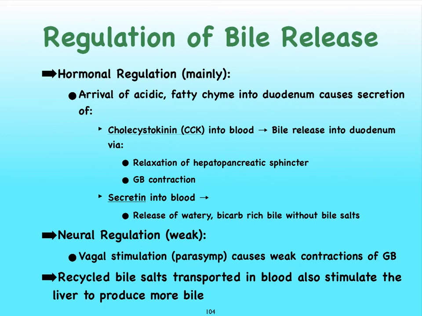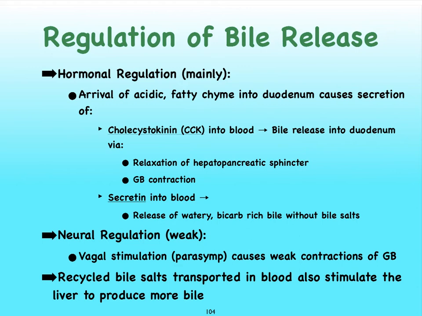When cholecystokinin ends up in the blood, eventually it's going to trigger the release of bile by the relaxation of that sphincter of Oddi, also called the hepatopancreatic sphincter. Remember, that's the sphincter muscle that we find at the junction of the pancreatic duct and the common bile duct and the small intestine. It's also going to cause contraction of the gallbladder.